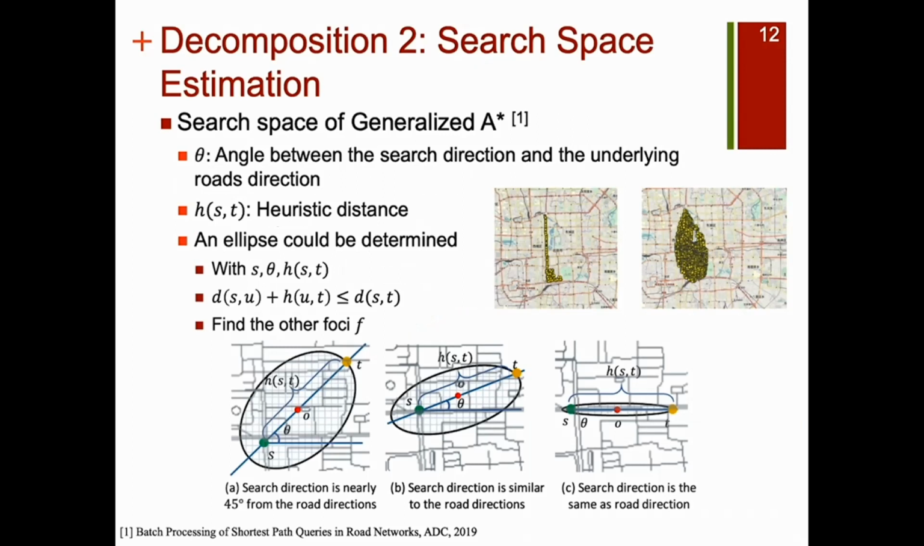Say, for example, for the 3 plots below here, if the query direction is 45 degrees from the row directions, the search space is an ellipse. But if the search query direction is the same as the row direction, the search space of A star is basically a line. So we can use this angle difference to help us estimate the search space during one single search.